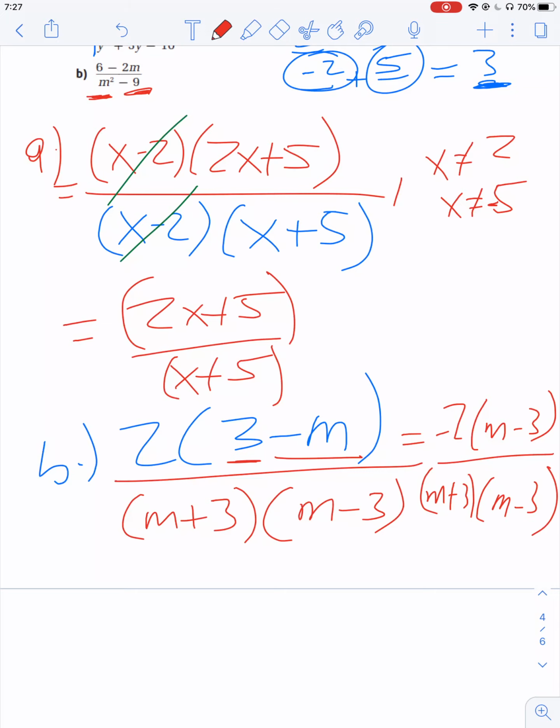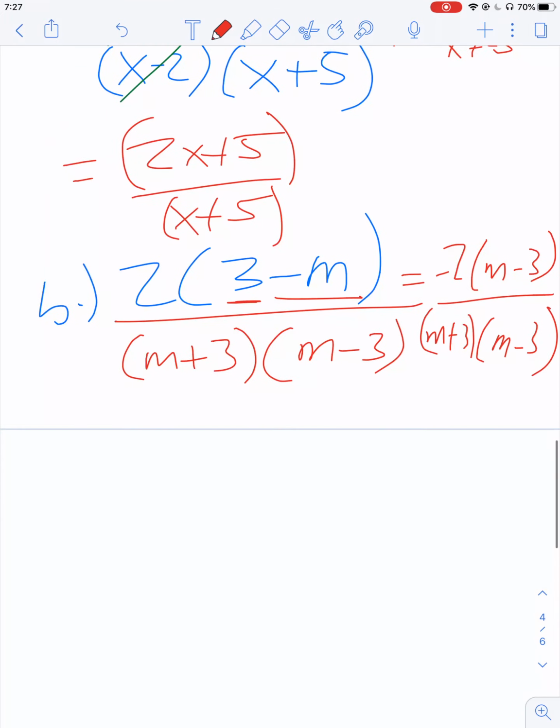Now, before you cross stuff out, state your restrictions. So restrictions are m cannot equal minus 3, and m cannot equal 3. So this plus 3, if you solve for your zeros, you know what? I'm just going to do this for you. I don't want my denominator to be 0. So that's how you find the non-permissible value. So that means m plus 3.